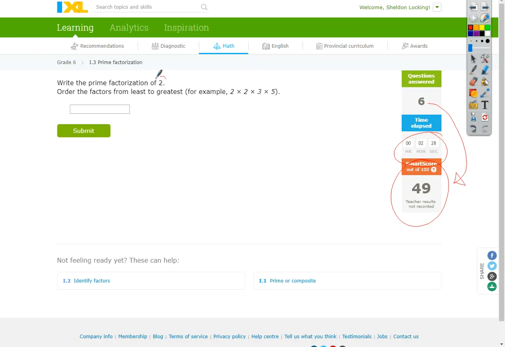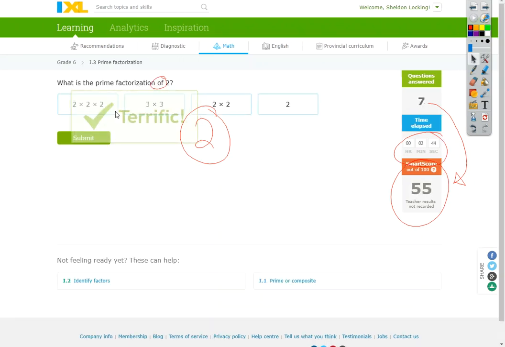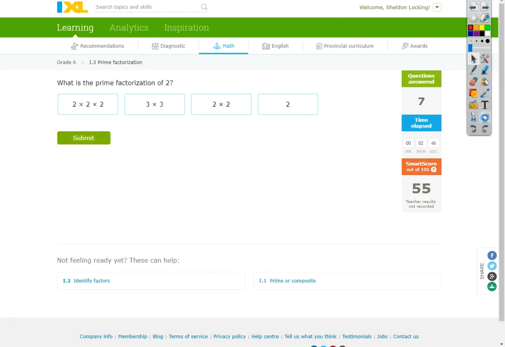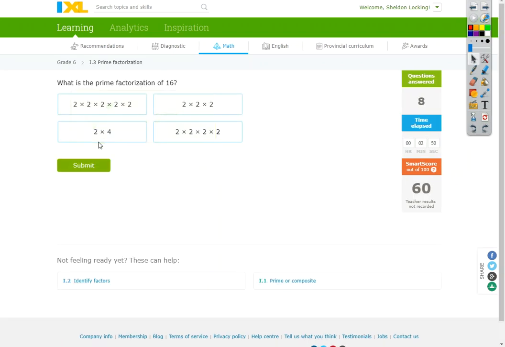Super easy. The prime factorization of 2. 2 is a prime number, so it's just 2. Prime factorization of a prime number is just the same, its own number. So, I need to go to my keyboard. I need to write 2. Terrific. Did I get prime factorization of 2 again? Lucky.